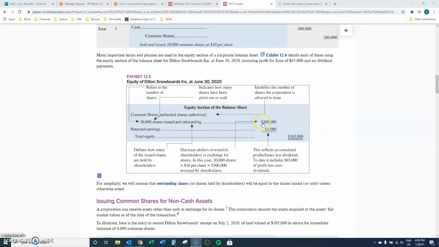That was for $300,000, and that's the dollar amount of the shares. Retained earnings is the accumulated profit or loss of the business, less any dividends that were paid out. They tell us here that we're assuming a profit of $65,000 and no dividends. So that $65,000 goes into retained earnings, which we then total up to get our total equity.